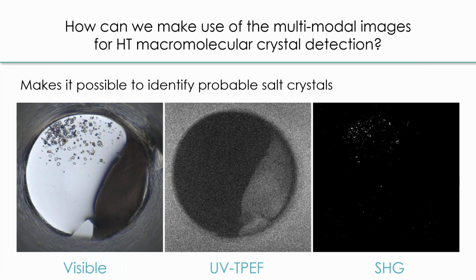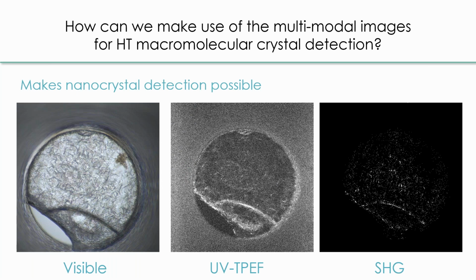So in this case, we have these lovely little crystals that we wouldn't want to optimize because though they are definitely crystalline, they have no UV TPEF signal. So we can also detect nanocrystals. So this is, again, really exciting for anybody who is doing work with X-ray free electron lasers where we need very small, homogeneously sized crystals and a lot of them.